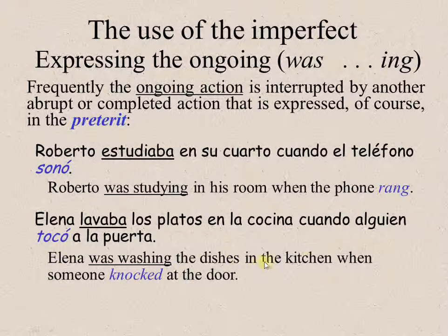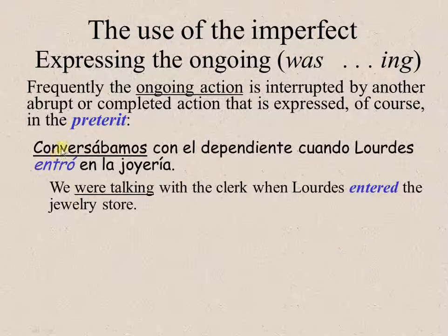Elena was washing the dishes in the kitchen when someone knocked at the door. Elena lavaba los platos en la cocina cuando alguien tocó a la puerta. Again, what is the longer action? What was going on? Well, she was washing the dishes. Elena lavaba los platos, so you use the imperfect. Then she was interrupted because somebody knocked at the door. So you're going to use the short action in the preterite. Let's see some more examples.